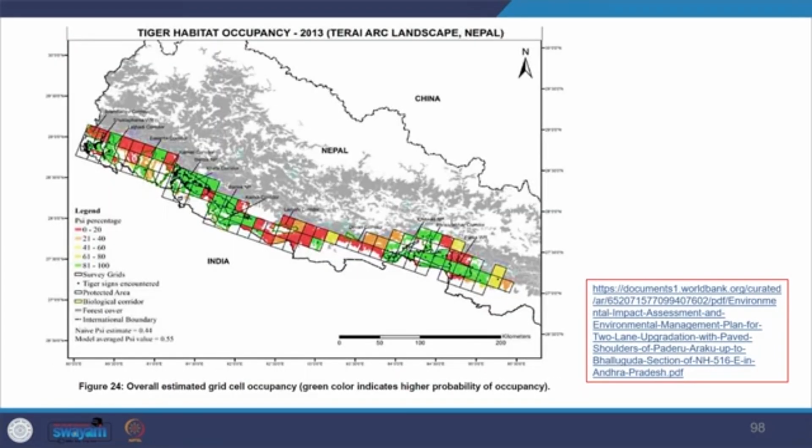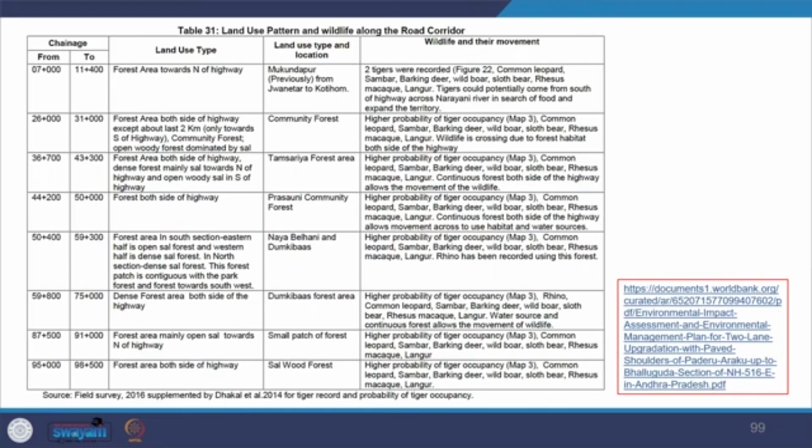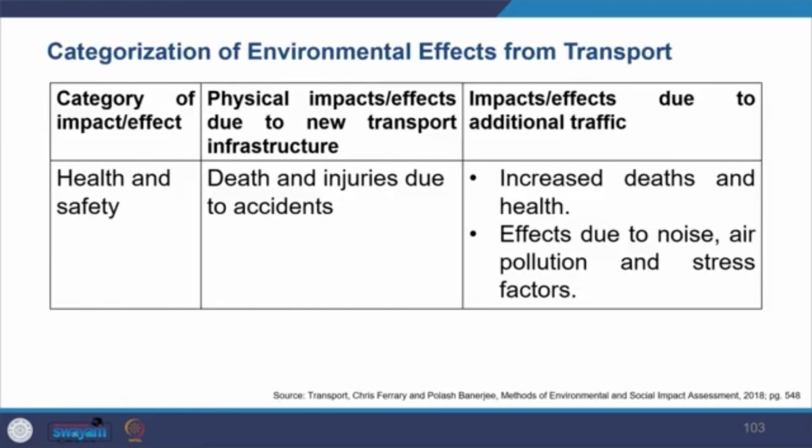So you look at tiger habitat occupancy, which they are looking through the grid system here, and then how they're also looking at the land use pattern and wildlife along the road corridor here. So we have already seen what kind of methods have to be followed for this. And then you also need to look at health and safety.